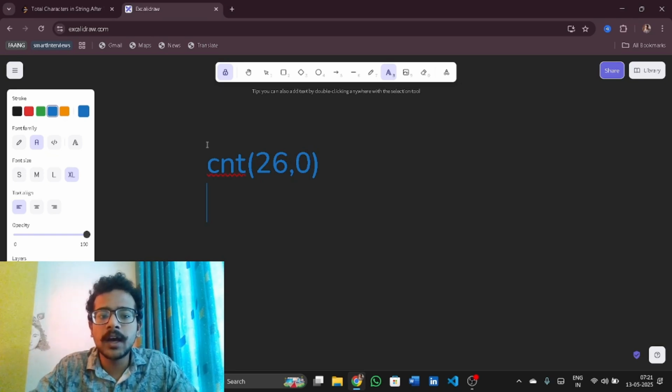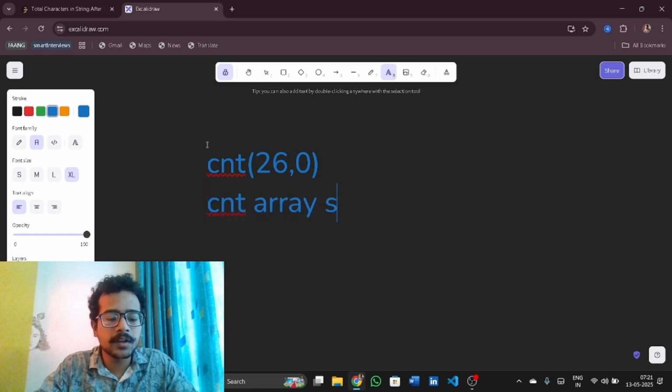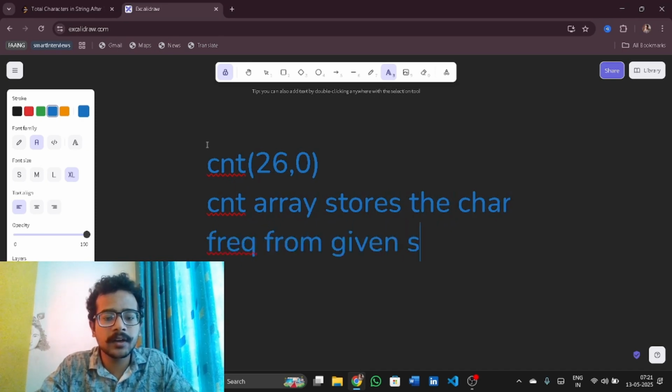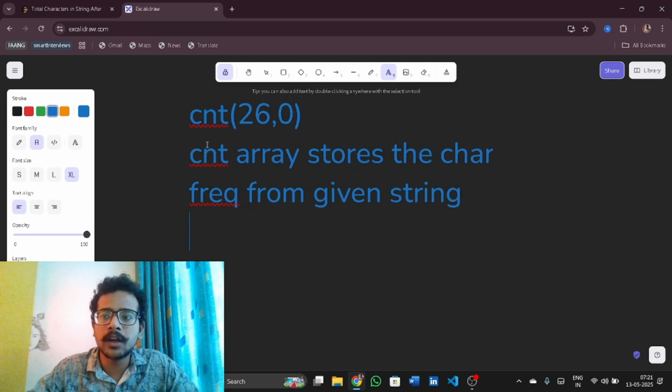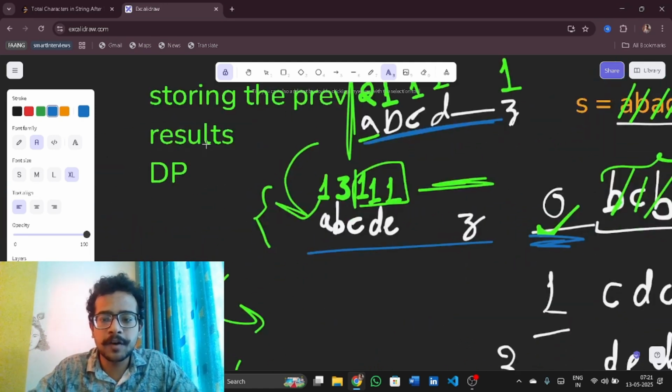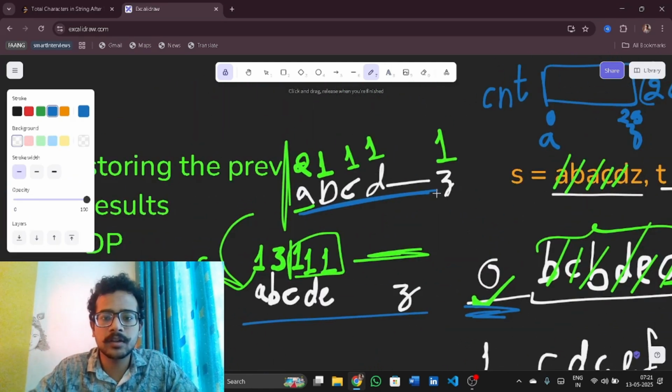Here the count array stores the character frequency. I'll write the same thing: the count array stores the character frequency from the given string. Now I have completed the first thing.